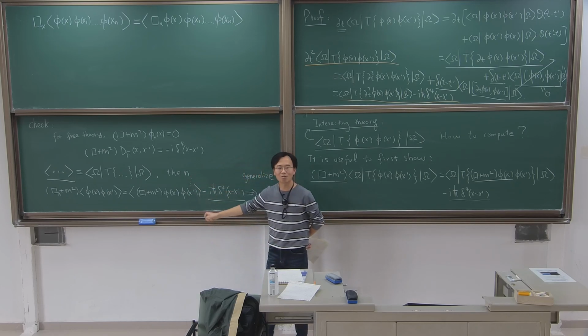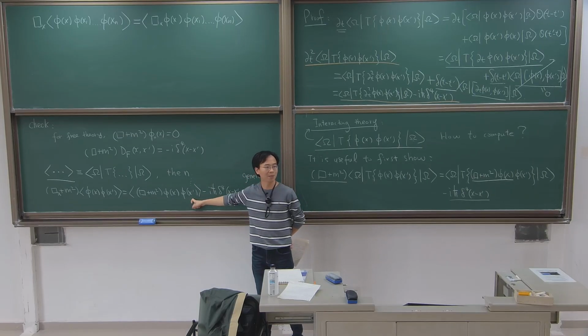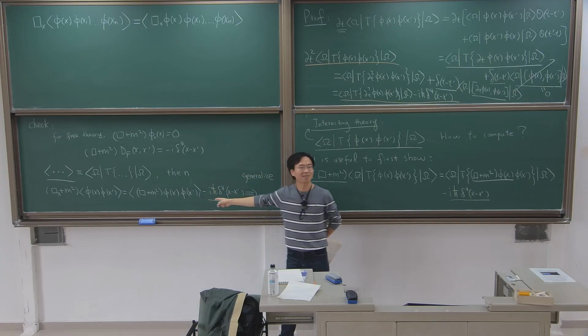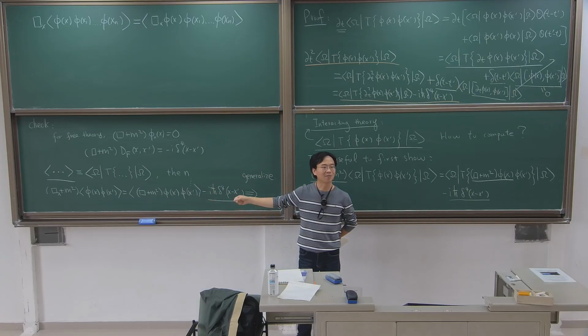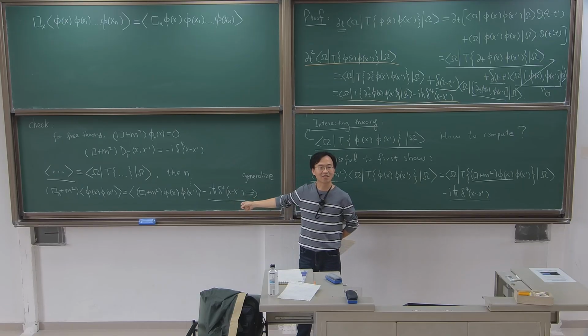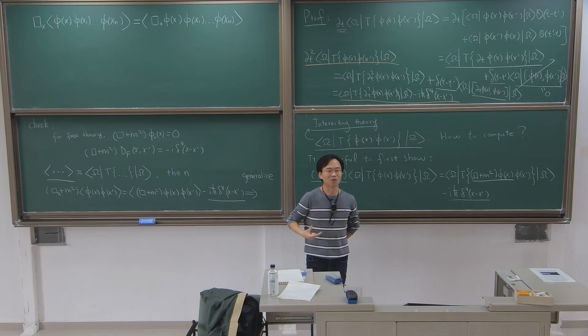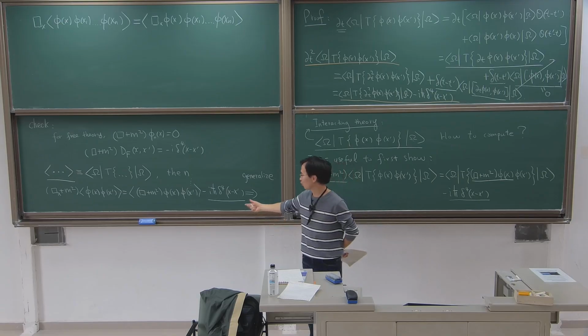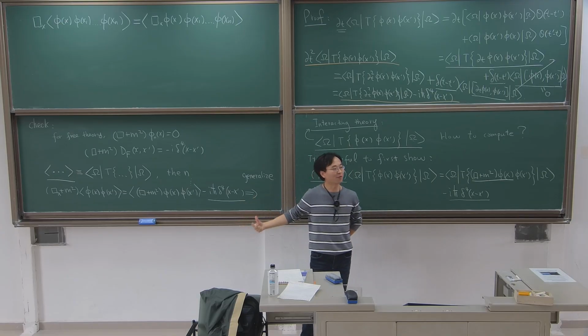If there's only one insertion, x prime, then you just kill that phi of x prime, but replace it by a delta function. The delta function is about x minus x prime. You see, I'm trying to generalize the rule. Even though this is a simple two-point function, I'm trying to guess what happens for many.